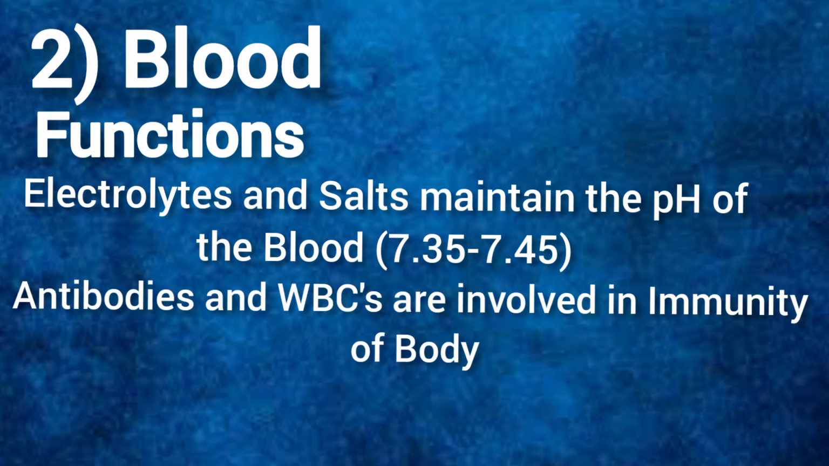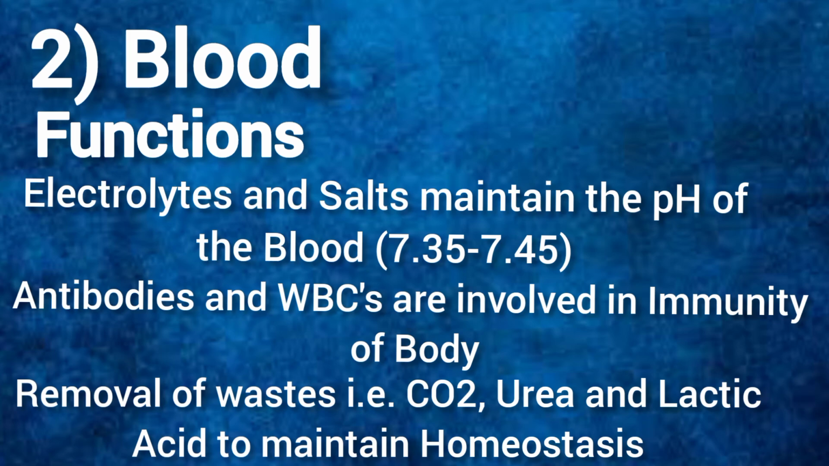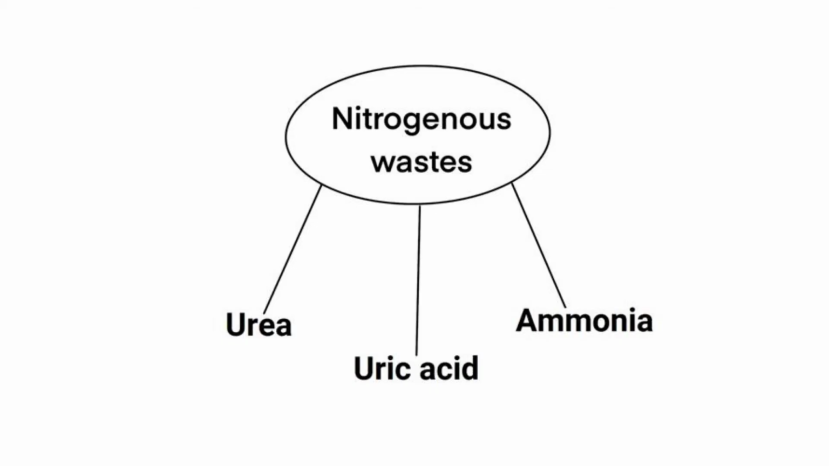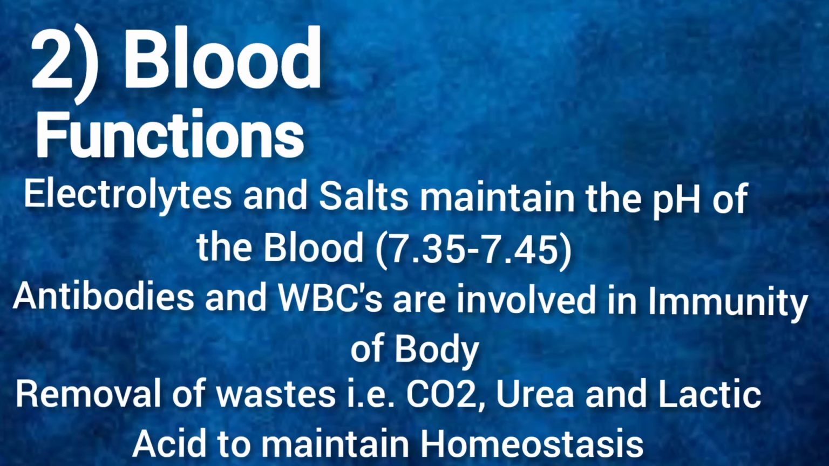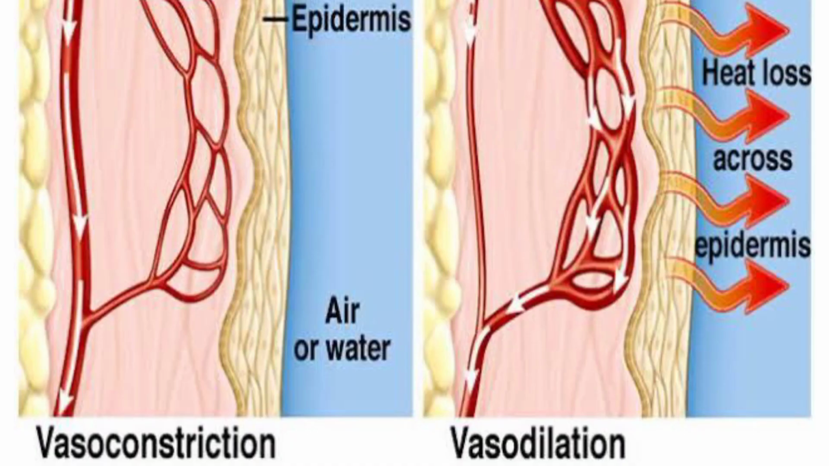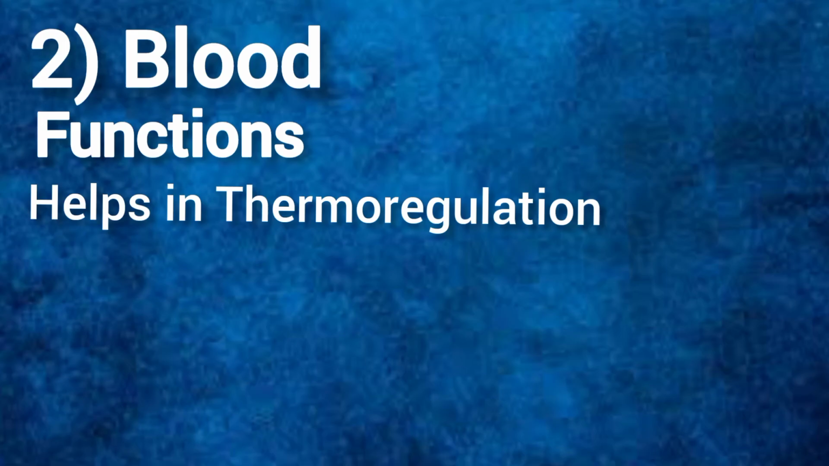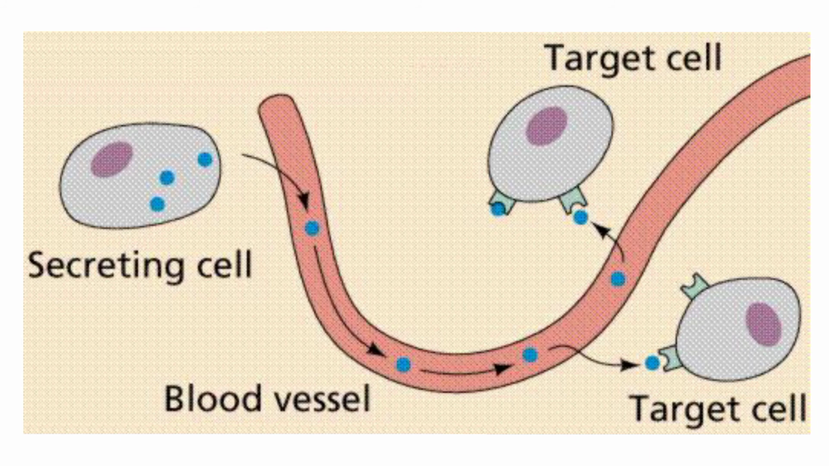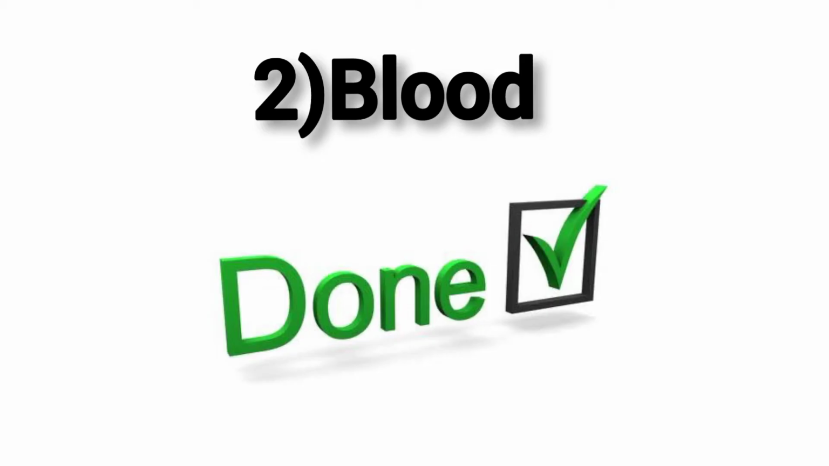Antibodies and WBCs in the blood help in the immunity of the body. The removal of waste products, for example carbon dioxide, urea and lactic acid, helps to maintain homeostasis. Blood also helps to maintain the body temperature. Blood helps to carry out the endocrine function, like transporting hormones. This is all about the blood.